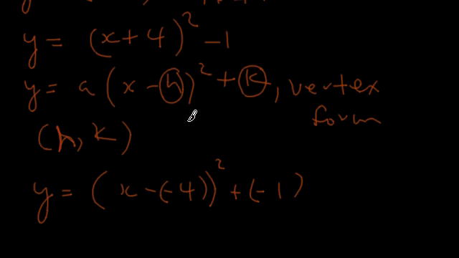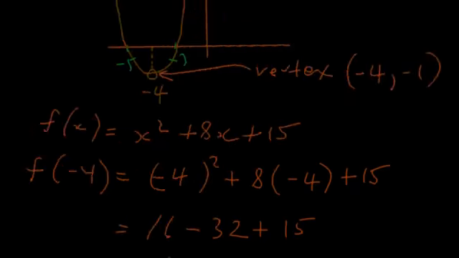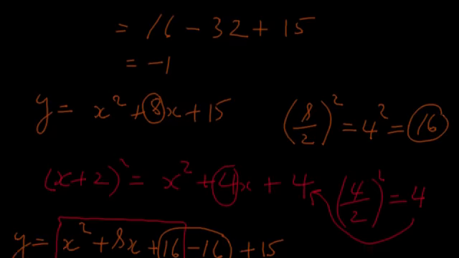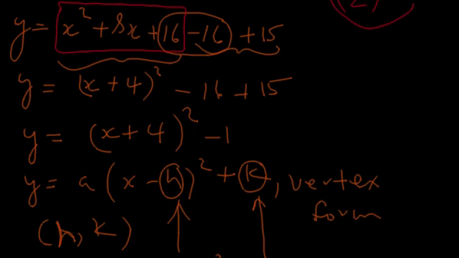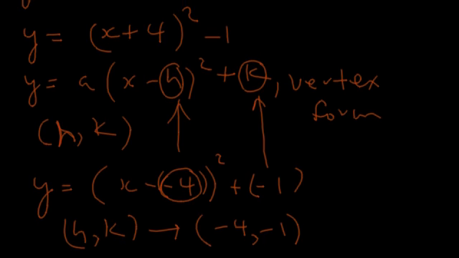And so now our negative 4 is just our h, and our negative 1 is our k. So our (h, k), the vertex of our parabola, is just negative 4, negative 1. And of course, we already knew that because we used the property of symmetry to find that vertex really simply. But I wanted to illustrate that the technique of completing the square will get you to the same answer.